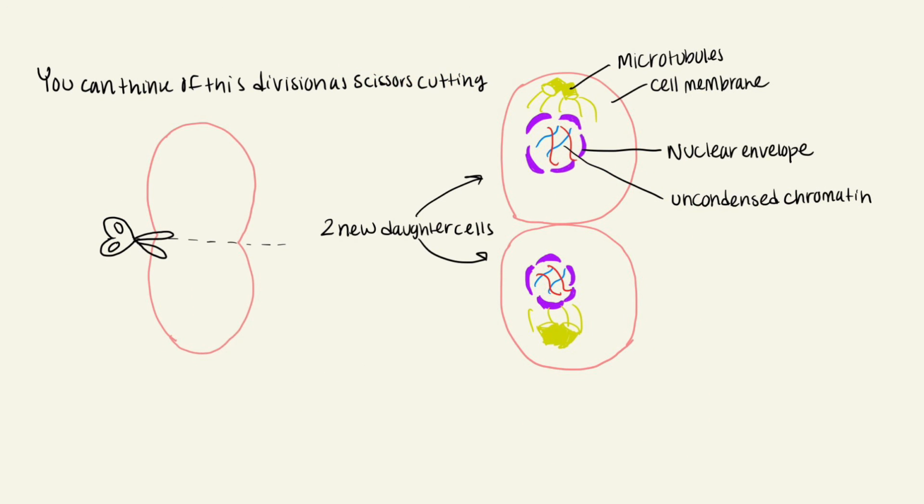Finally, once cytokinesis is complete, there is 2 new daughter cells, and that is because they have divided. You can think of this as a pair of scissors being the force that cuts it into 2 cells, but in reality it's the force of the actin-myosin ring that causes the plasma membrane to be pinched in and eventually divide.